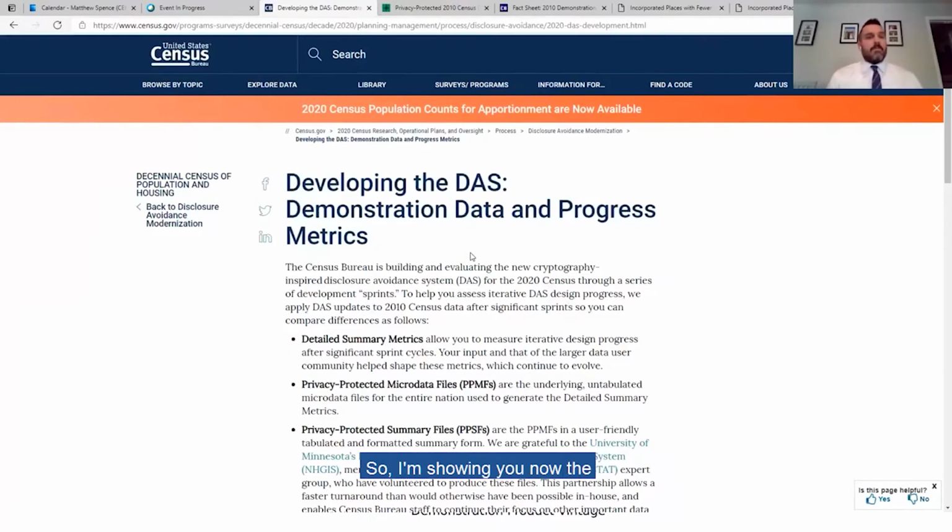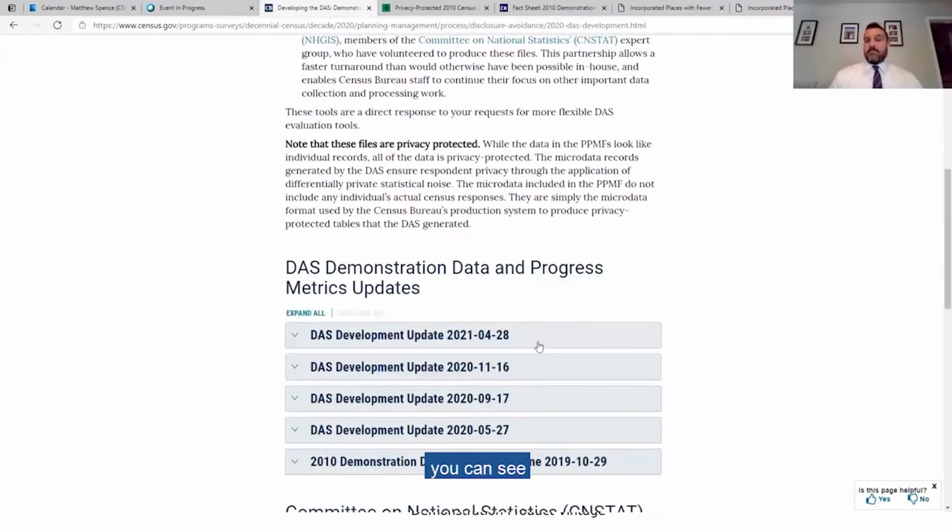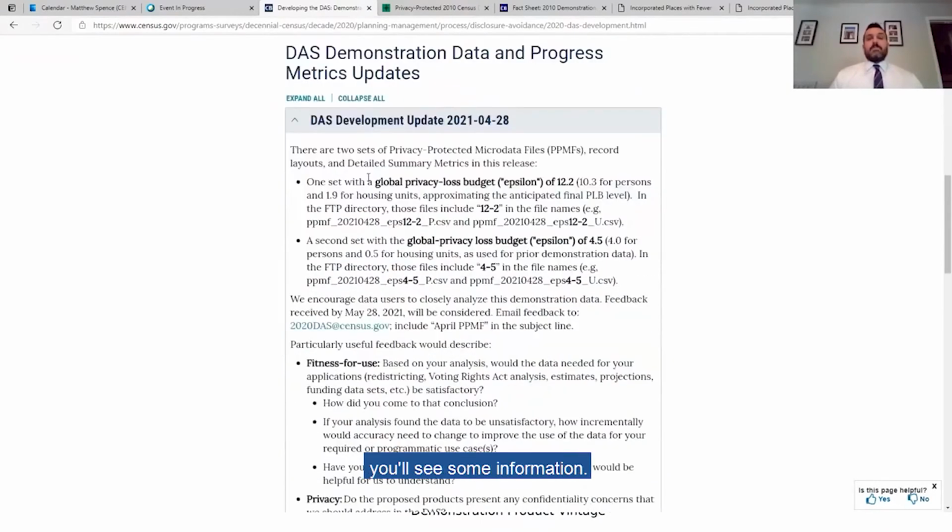So I'm showing you now the web page, which talks about some of this demonstration data and the progress metrics that we've published. We are going to go through the detailed summary metrics, which our team of subject matter experts developed and added to in response to stakeholder feedback, which allows you to compare the accuracy, the bias, the fairness, and outliers for these demonstration data. If you scroll down, you can see that the latest release was the 28th of this month. And if you open that up, you'll see some information.